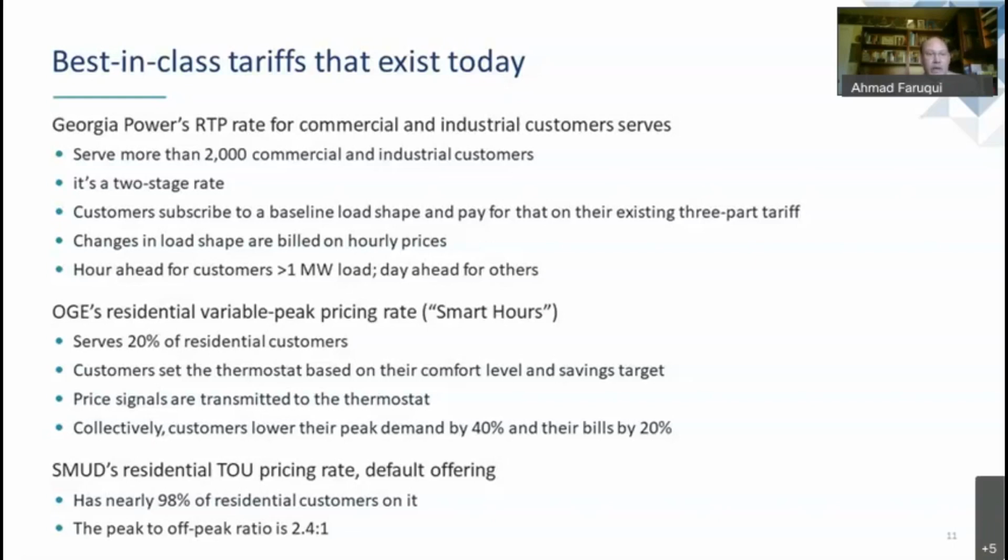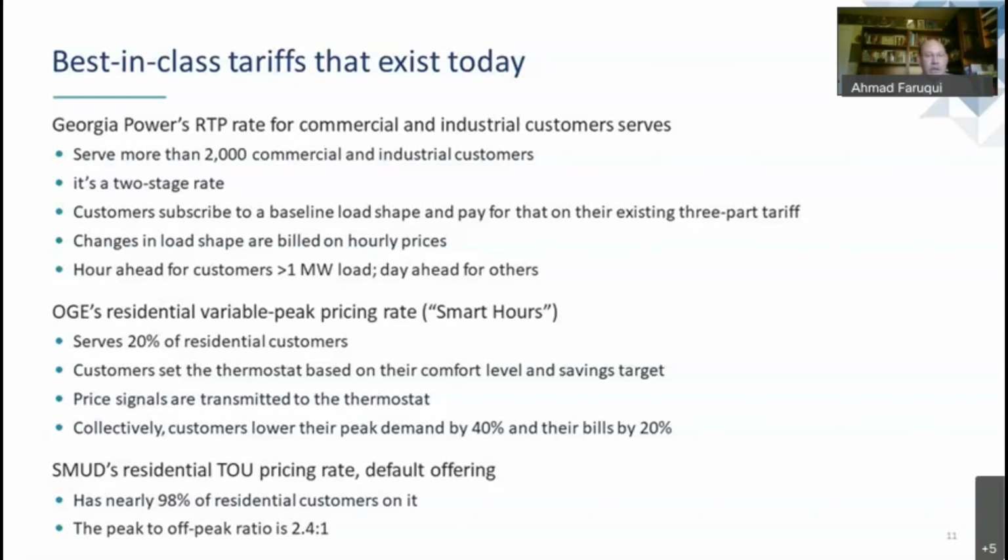So a very effective rate, and in some ways similar to what you heard from Debbie with the 4CP concept, but different, but similar in terms of having very meaningful impacts. Now, if you are a customer above 1 megawatt of load, the prices are given to you on an hour ahead basis. If you're less than 1 megawatt, they are given to you on a day ahead basis. So it's trying to capture the sophistication that larger customers probably have in managing their processes.